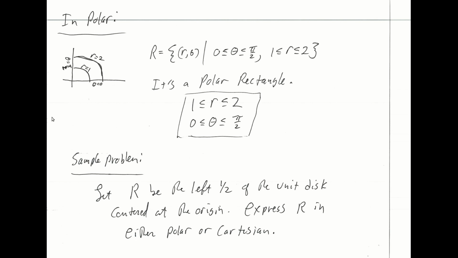So let's have you folks think about a problem here quickly. Let's let big R be the left half of the unit disk centered at the origin. Express that for me in either polar or Cartesian coordinates. I'm not asking you to do both. I'm asking you to pick which coordinate system seems best and express this region in that coordinate system. Go ahead and pause the video and give that a shot.